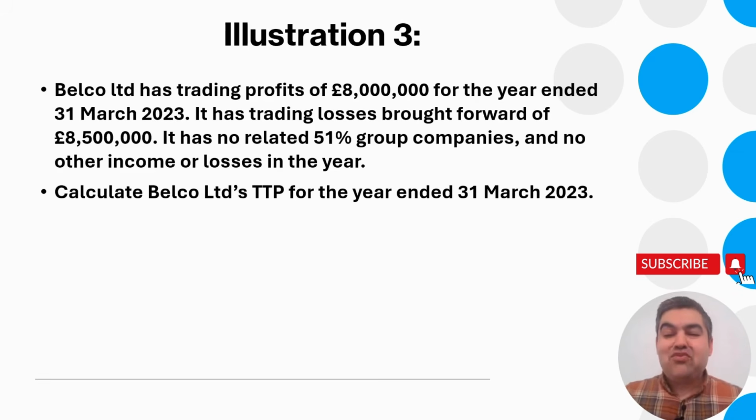Now, illustration 3 for the restriction. Belco has trading profit of 8 million for the year ended 31st March 2023. It has trading losses brought forward of 8.5 million. It has no related 51% group company and no other income or losses in the accounting period. Calculate Belco's total taxable profit for the year ended 31st March 2023. So this is the example. Here the restriction would apply because the brought forward losses are more than 5 million. So remember the previous slide. We will work out the restriction. It's just a basic formula. I will show it to you on the following slide.